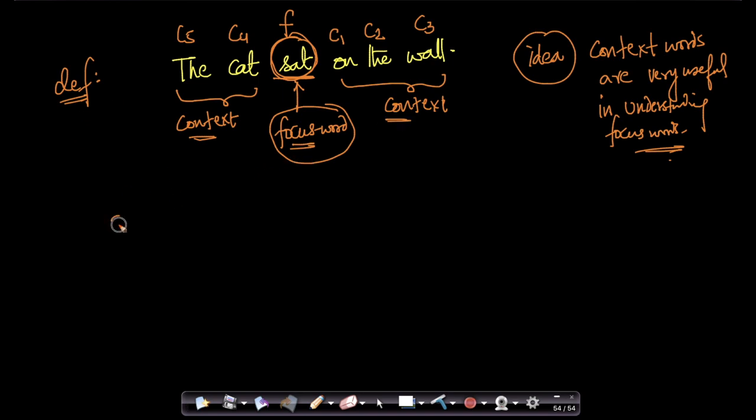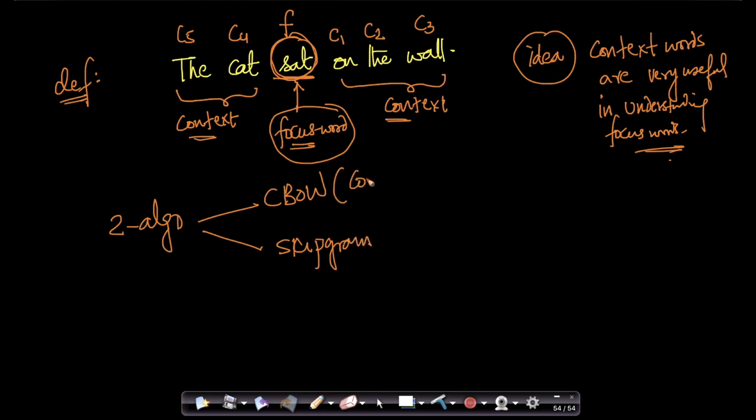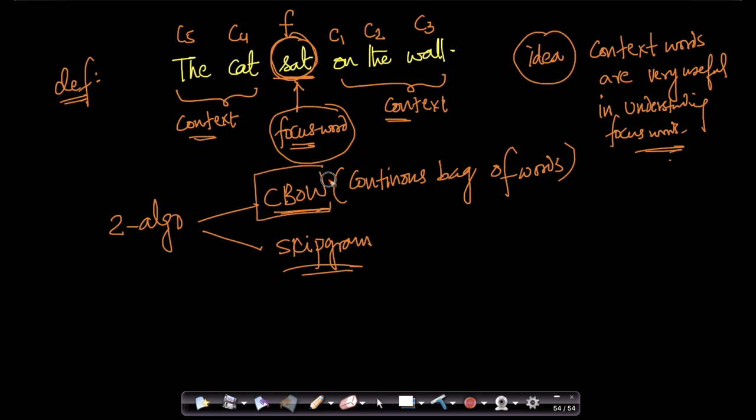There are two Word2Vec algorithms. One of them is called CBOW. The other is called skipgram. I'll explain both of them in this video. CBOW stands for continuous bag of words. Even the name is slightly complicated, but it's actually a very, very simple system. We'll first understand CBOW and then we'll go to skipgram. These are two methods or algorithms to achieve the Word2Vec structure. There are two ways of getting word vectors: one is CBOW, the other is skipgram.